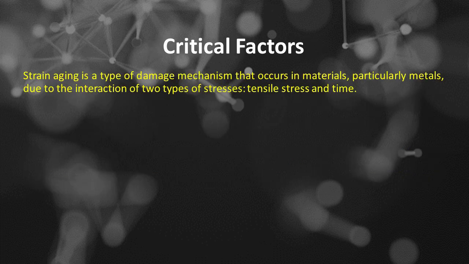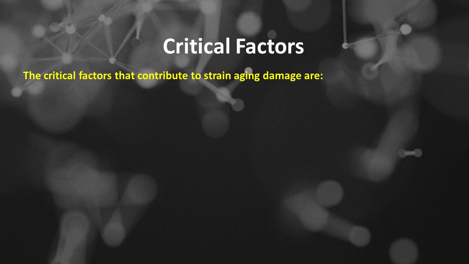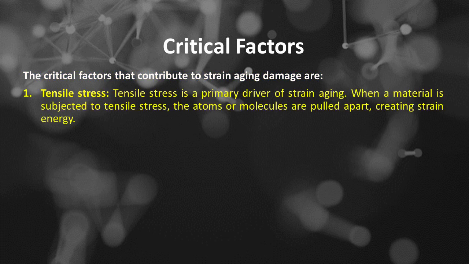Strain aging critical factors. Strain aging is a type of damage mechanism that occurs in materials, particularly metals, due to the interaction of two types of stresses, tensile stress and time. The critical factors that contribute to strain aging damage are: Number 1 is tensile stress. Tensile stress is a primary driver of strain aging. When a material is subjected to tensile stress, the atoms or molecules are pulled apart, creating strain energy.